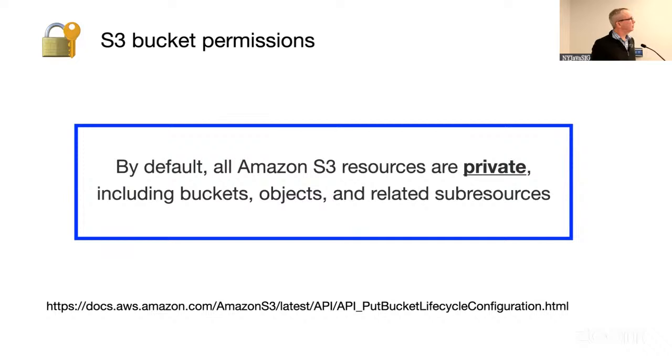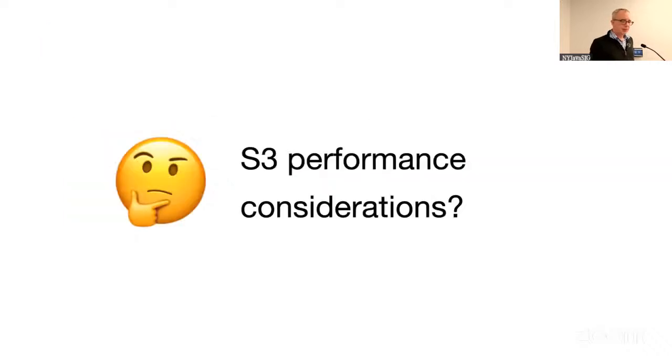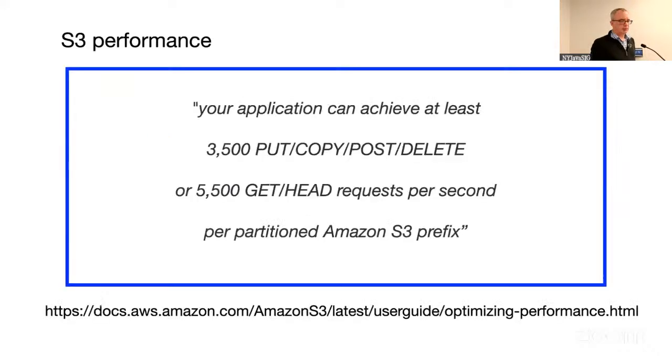Anyway, you can configure bucket permissions. By default, resources are private. Kind of makes sense. Secure by default. Don't let anyone read your data unless they need it. Another big concern is performance. I'll just skip through here, but it turns out they do some rate limiting.